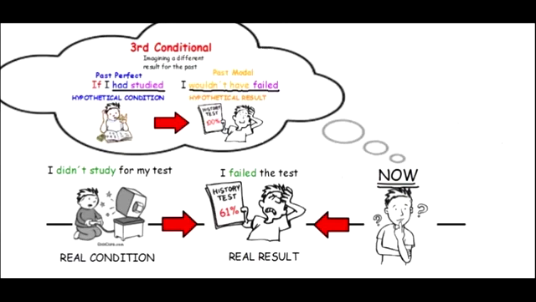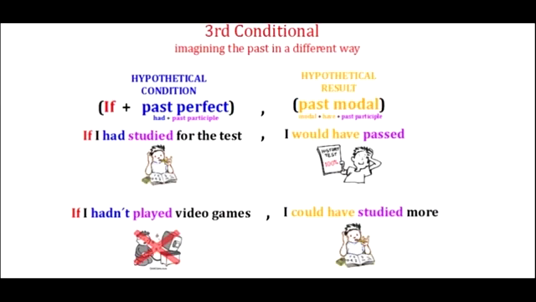Okay, good. You might recognize that from the first part of the video. That's a past modal. So we use the past perfect and the past modal to use our third conditional. So let's take a look at this a little bit closer. All right. So remember we said the third conditional is imagining the past in a different way. So we start with a hypothetical condition. We always use if to set a condition.